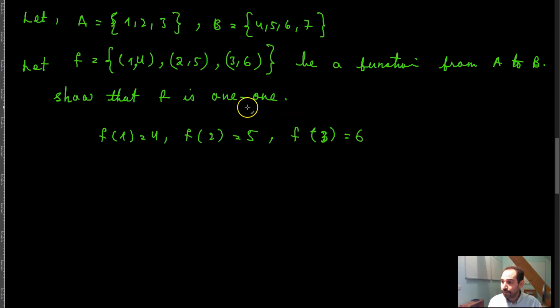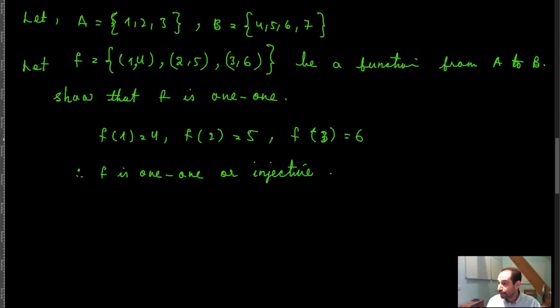So it is seen that the images of distinct elements of A under f are distinct. Hence the function is 1-1, or f is basically 1-1, or injective. So this was simple.